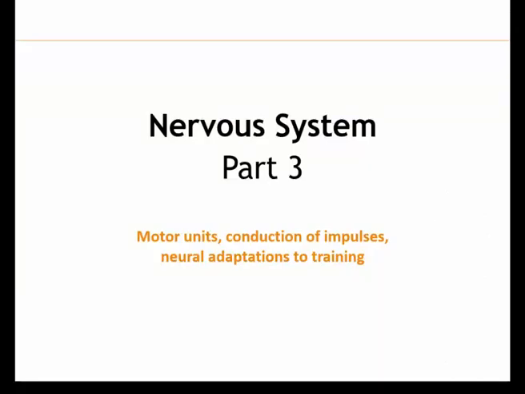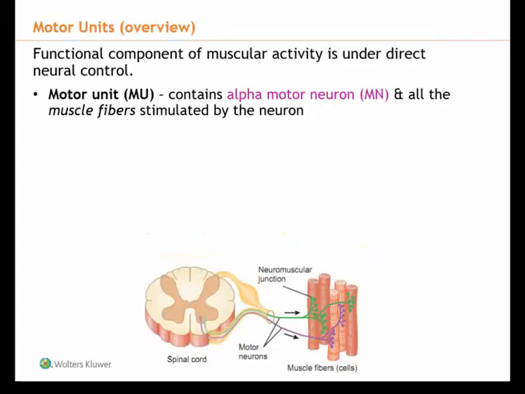Part three, we will discuss motor units, conduction of impulses, which we already talked about, so that's going to be a review, and then neural adaptations to training. So first, let's talk about what is a motor unit.